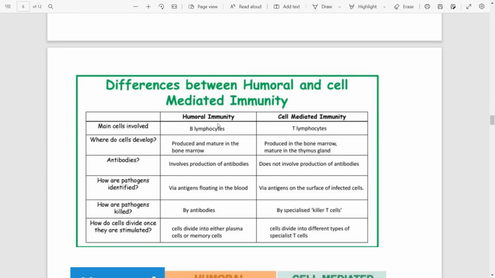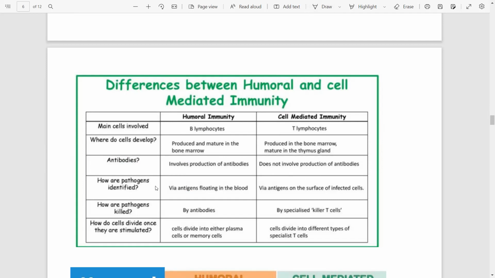Humoral immunity is basically executed by B lymphocytes, whereas cell-mediated immunity is by the T lymphocytes. Where do the cells develop? The B lymphocytes are produced and they mature in the bone marrow. And for cell-mediated immunity, the T cells are produced in the bone marrow and they mature in the thymus gland. So humoral immunity involves the production of antibodies, while cell-mediated immunity does not involve the production of antibodies.